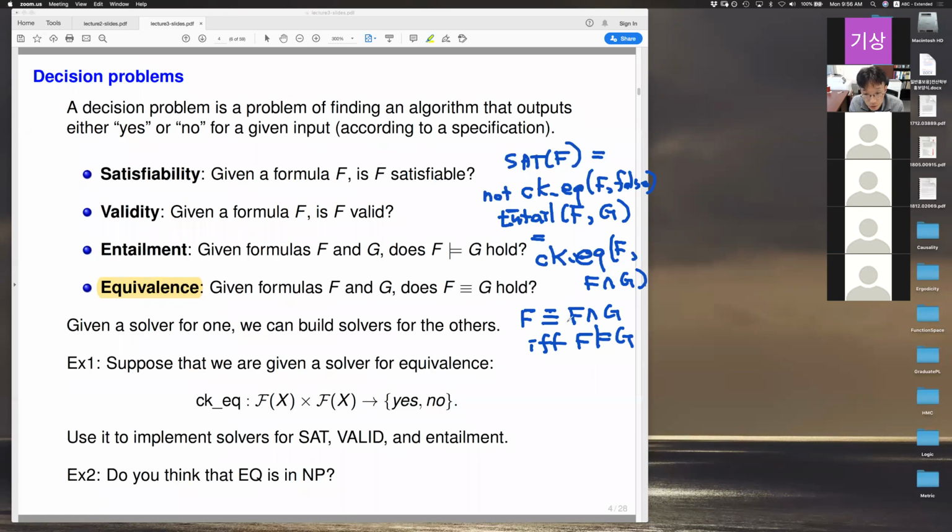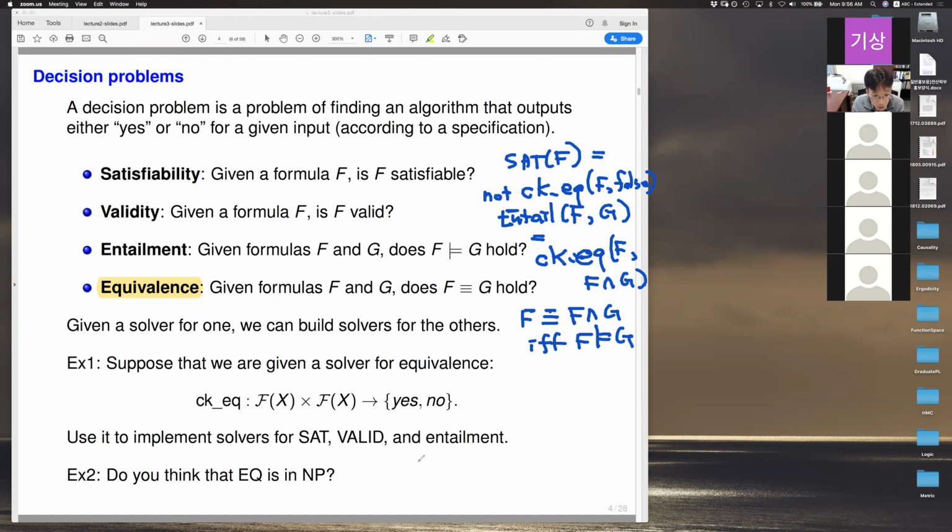This means F and G is typically stronger than F. It implies F, but they can be the same only when G doesn't really add any new information to F. So only when F implies G is this equivalence true. Using this fact, we can encode this entailment.